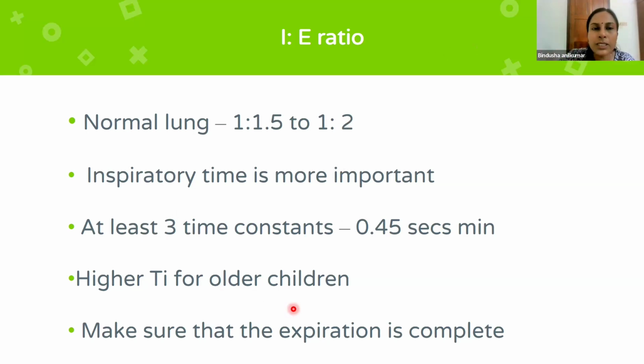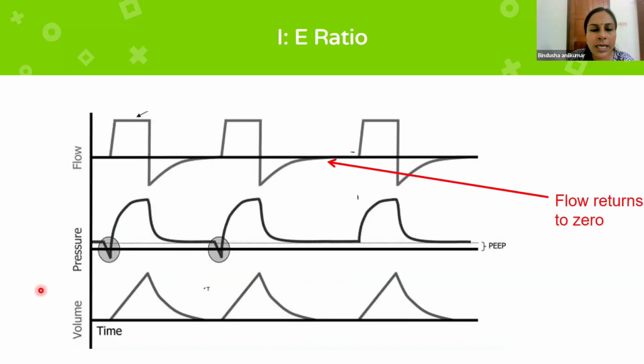So for the initial settings, we will keep the respiratory rate which is age appropriate and an IE ratio of 1:2 in most of the cases, and see whether the expiration is complete. If the expiration is complete, then that will be sufficient. Always make sure that, on the flow scalar, the expiration is coming back to 0. If the expiration is not coming back to 0, that means the inspiration is starting before it returns, then that tells you that the patient is not getting sufficient time for expiration.